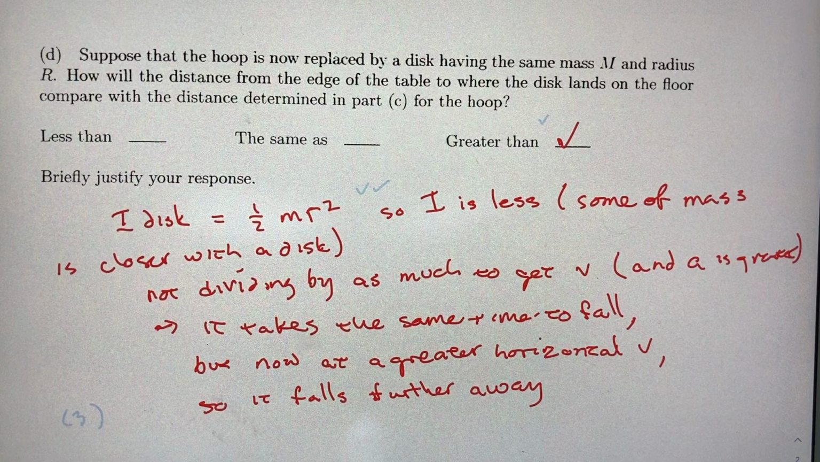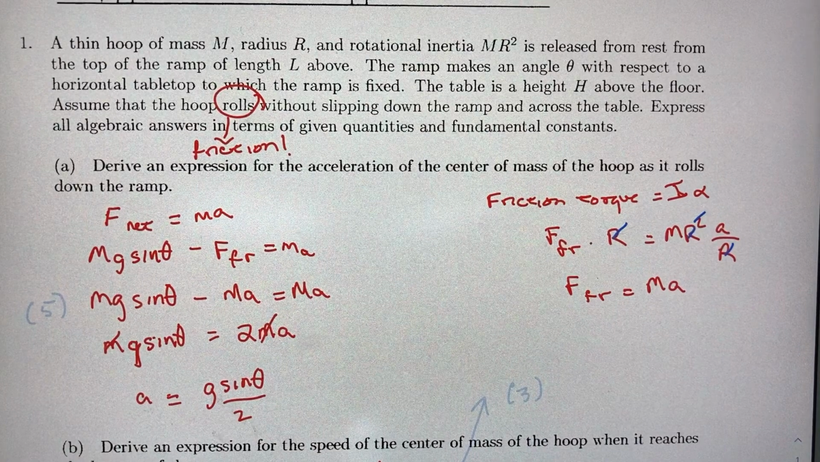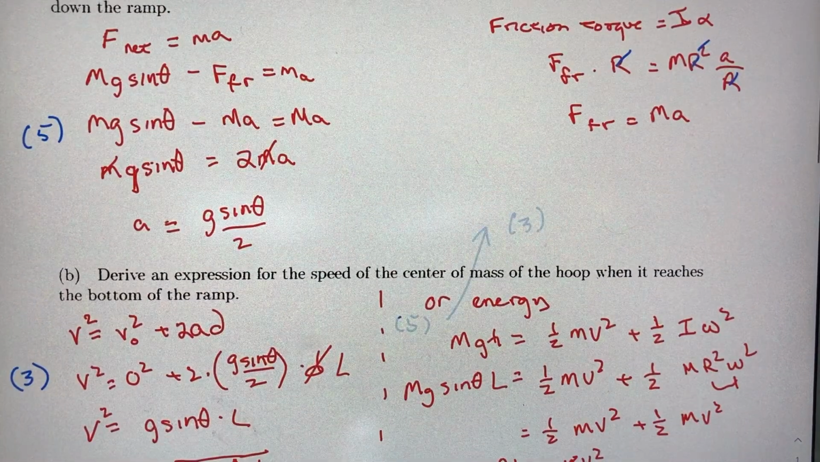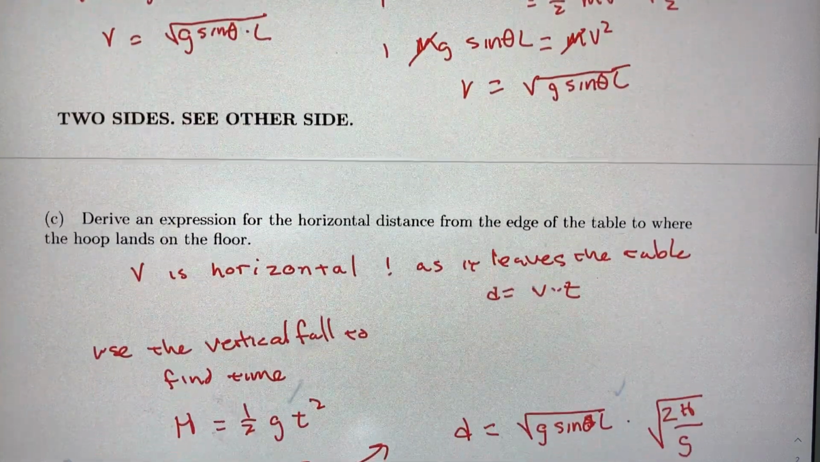Okay, so point values. Out of the 15 point sections, the 2 sections are 8 points total, 5 and 3. So if you do the energy first, which is fine, notice if you're having trouble figuring out the acceleration because you don't know the torque, then you can do the energy equation first to get V, and then use kinematics to get A. And that's 8 points total.